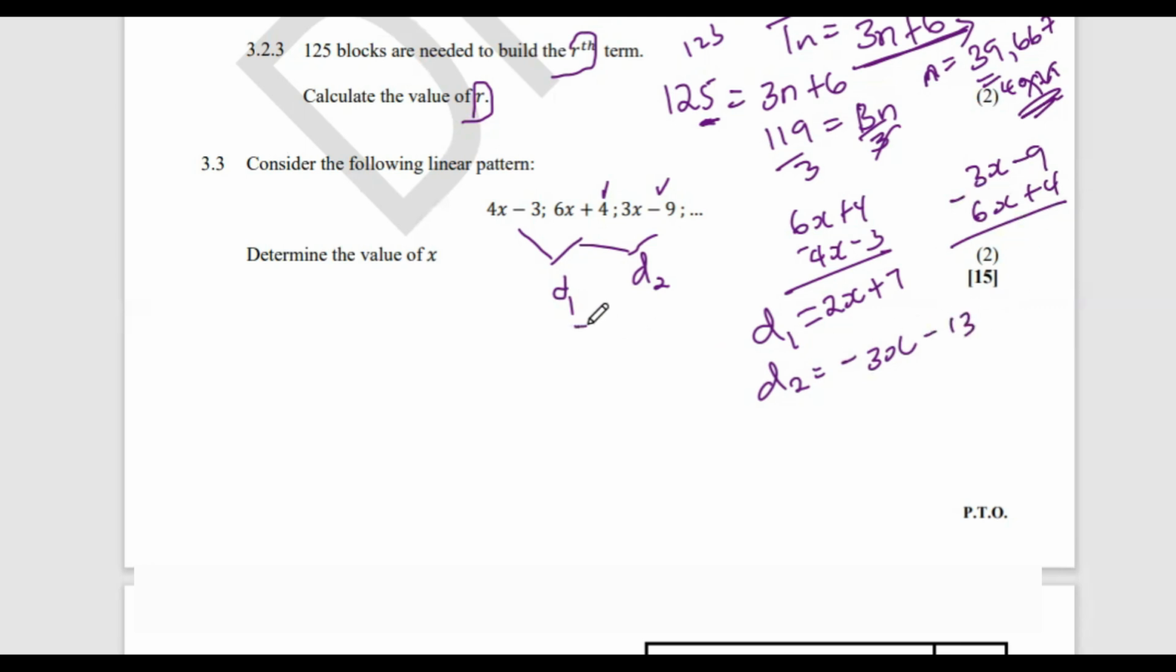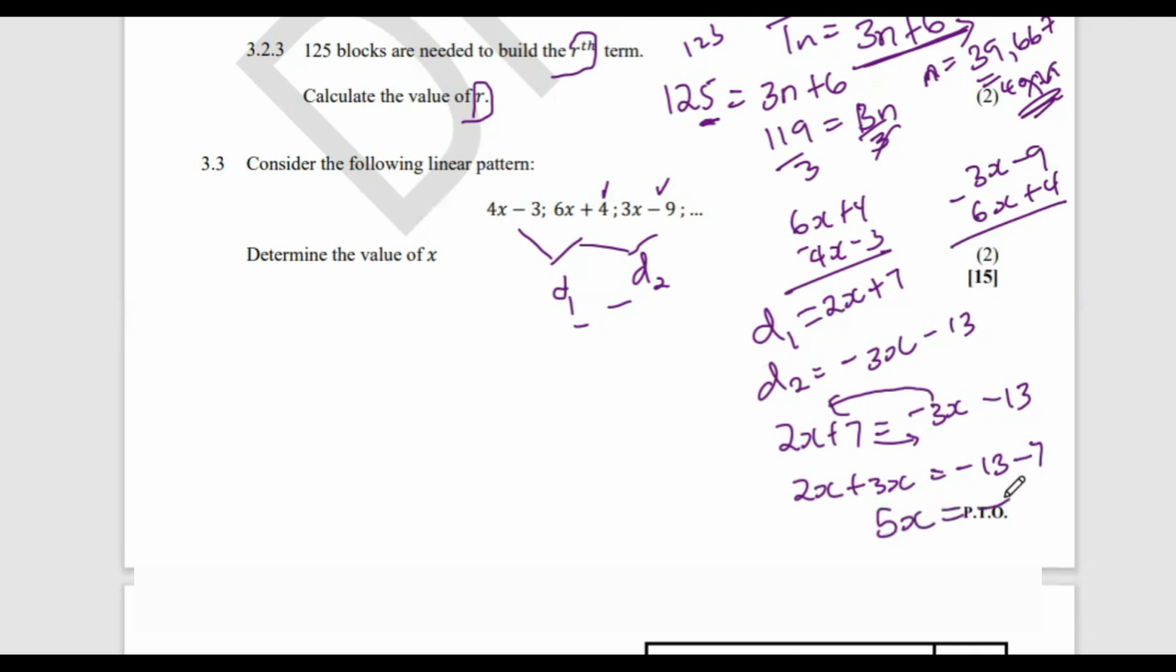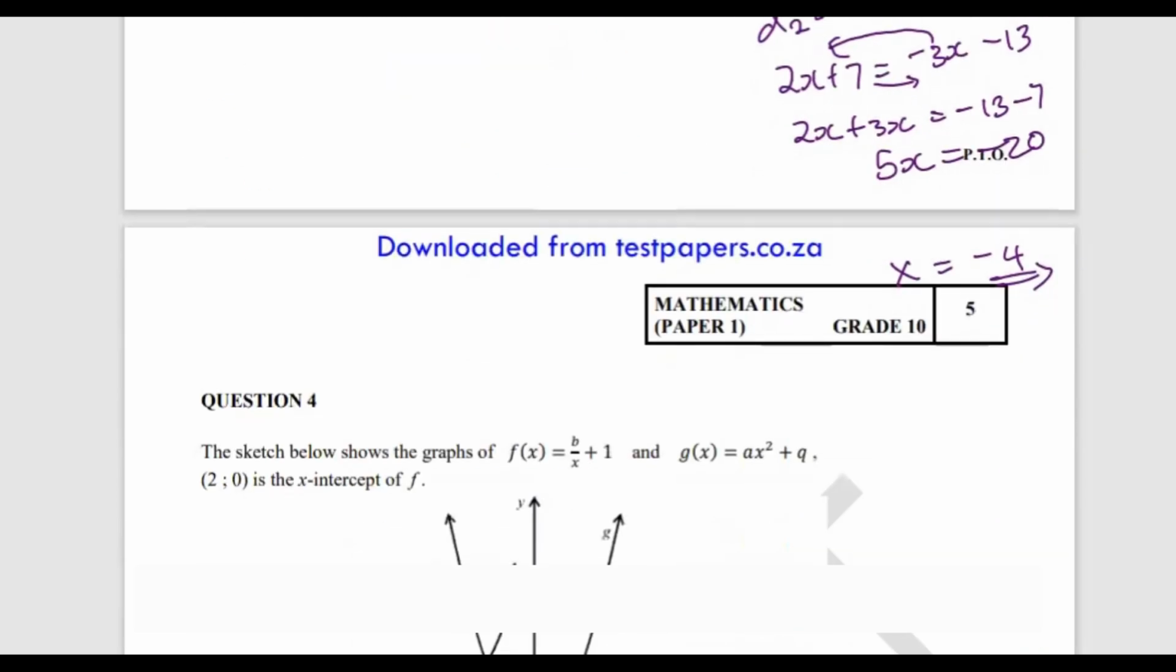Since the common difference of the linear pattern is always the same, equate the two. So 2x plus 7 is the same as negative 3x minus 13. I'll move the 3x that side, I'll move the 7 that side. So 2x plus 3x becomes negative 13 minus 7. So this is 5x equals negative 20. Divide both sides by 5, x becomes negative 4. So that is how that should have been worked out. And that is number 13.